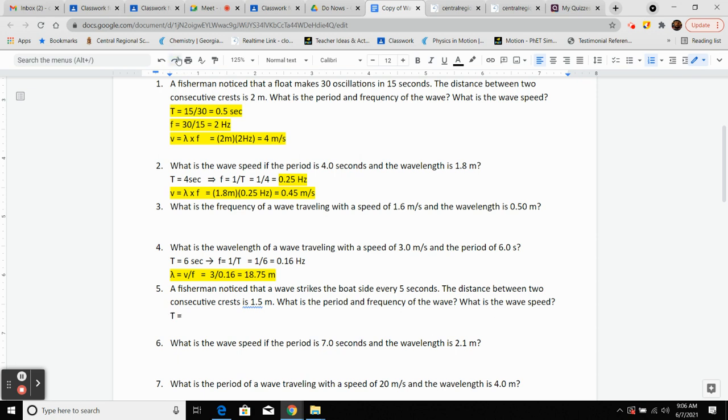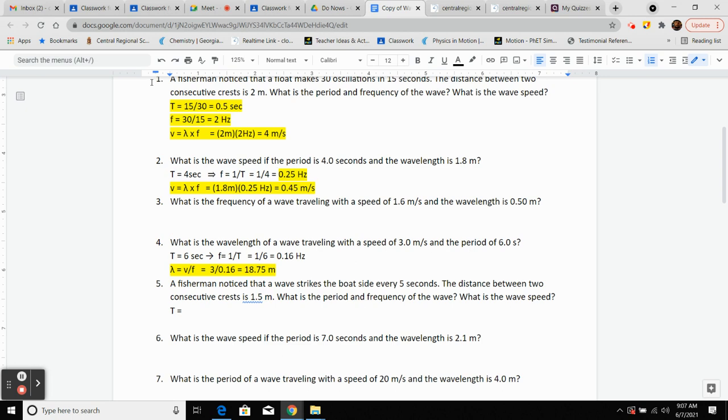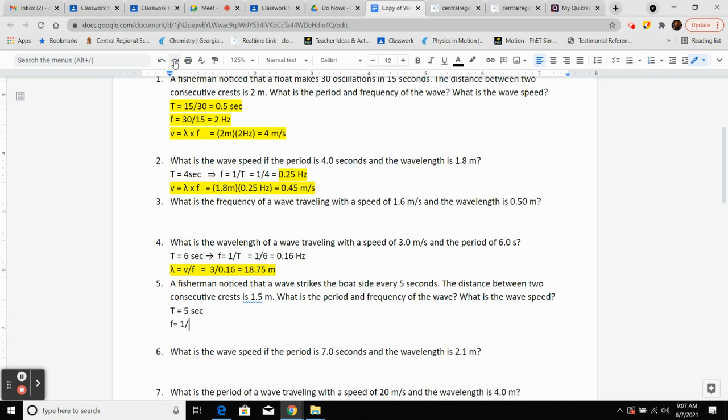Okay, so when they're saying one thing strikes it every certain period of time, that's the time it takes to complete one cycle. So they're saying the period is 5 seconds. How long is it going to take for the next wave to hit? 5 seconds. Well, what about frequency? Frequency, guys, is 1 over the period. So I'm going to do 1 over t. 1 over 5 is 0.2.